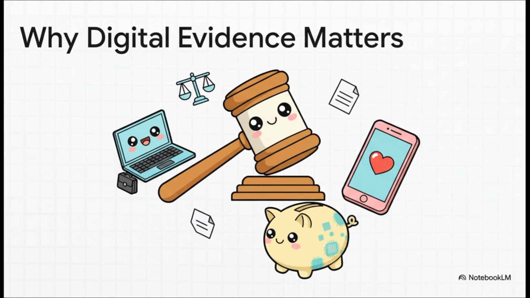And this stuff is more critical now than ever before, right? Our entire lives are on our devices. We're talking about everything from corporate fraud and cybercrime to really serious criminal cases. Our computers and phones are often the number one source for crucial evidence. But, and this is a big but, for any of that evidence to actually hold up in court, it has to be absolutely reliable, and you've got to be able to prove it hasn't been changed.